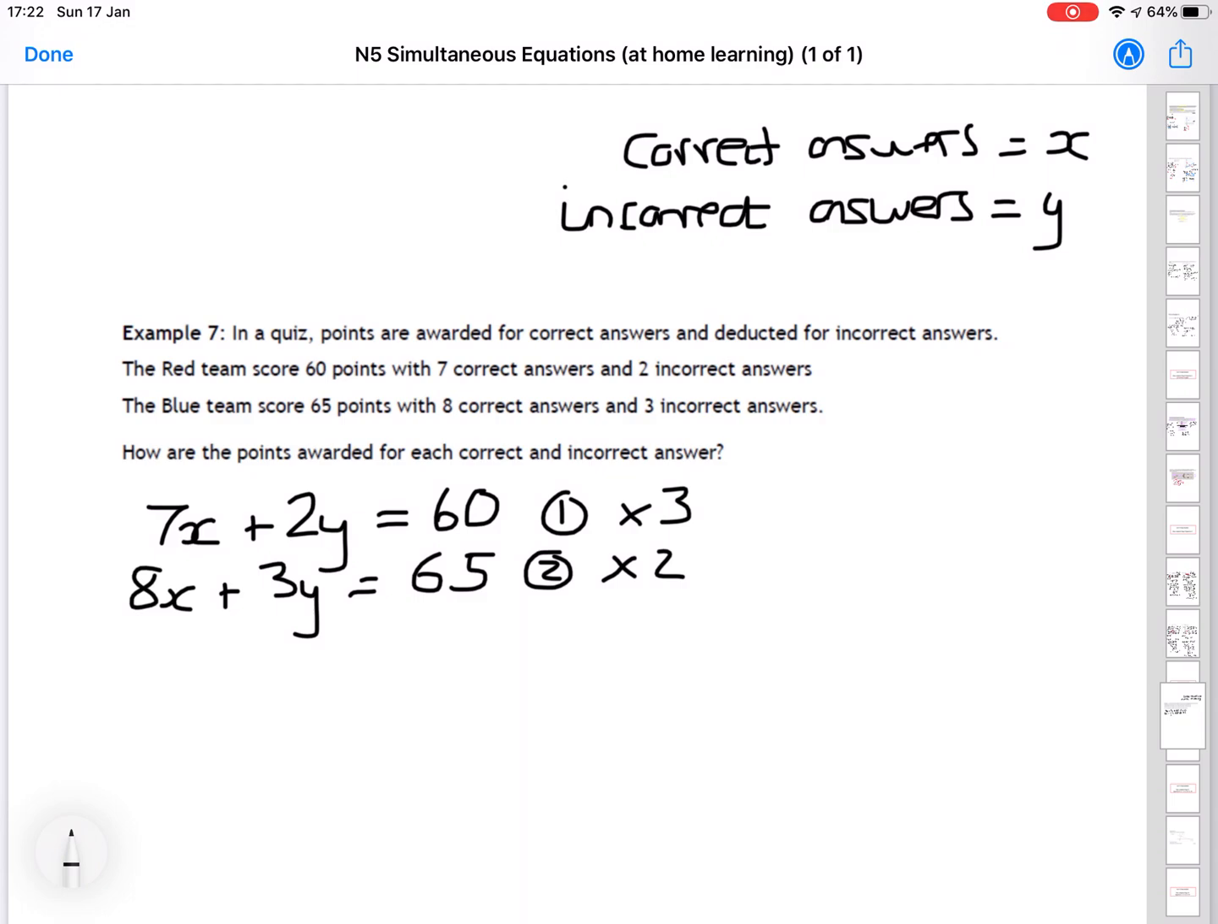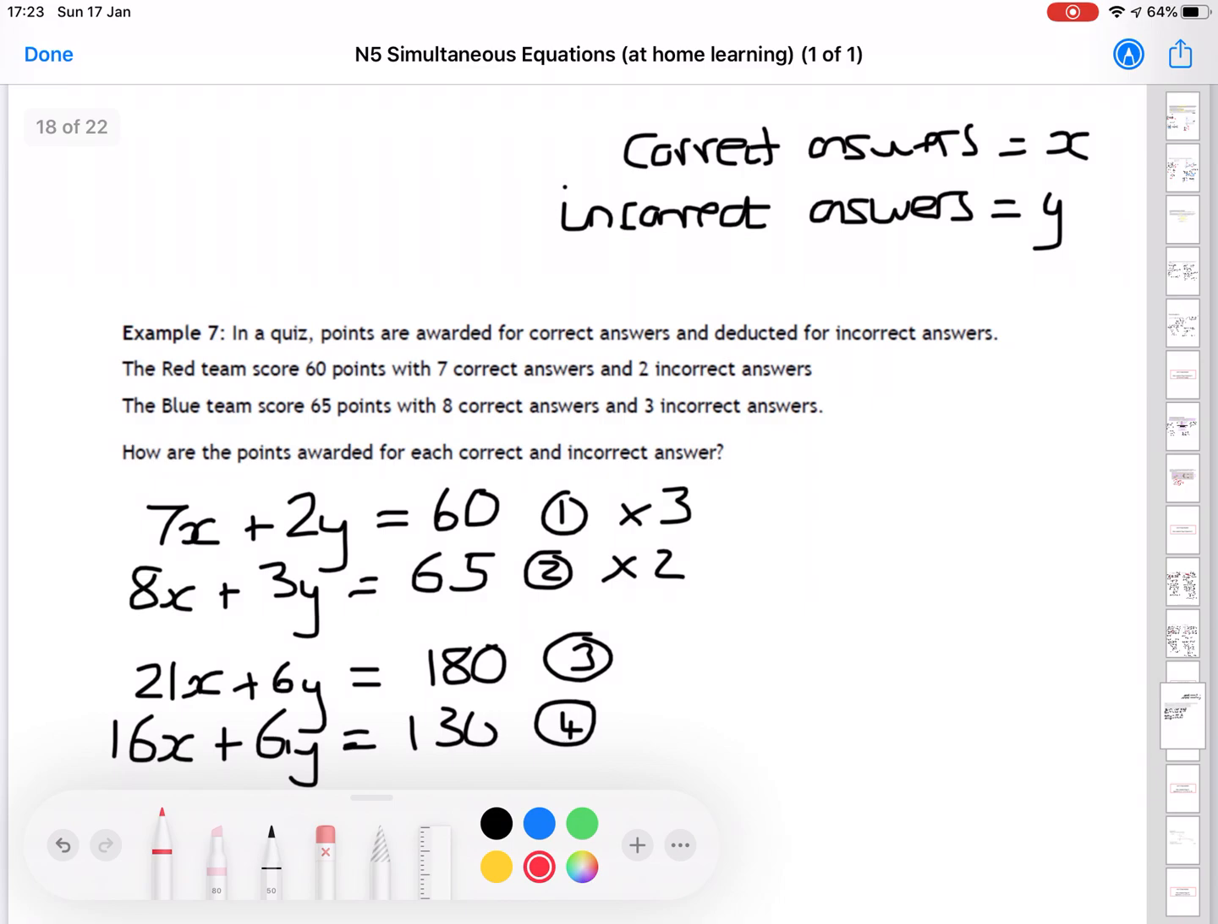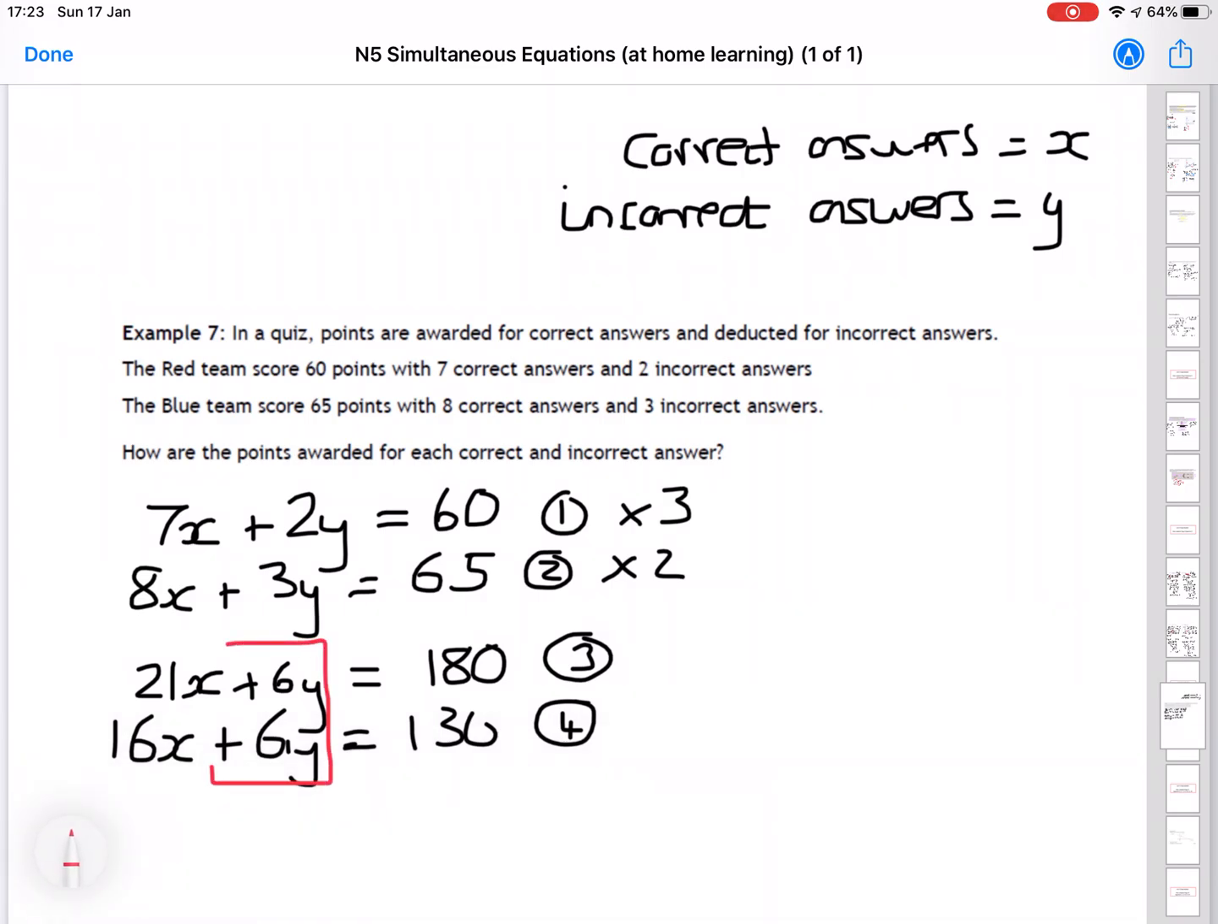Okay, so my first equation times 3, that gives me 21x plus 6y equals 180, and I'm going to call that equation 3. My second equation times 2 gives me 16x plus 6y equals 130, and that's now equation 4. As I did previously, I'm going to draw a box around the letters that I'm eliminating. So it's the 6y in each equation.